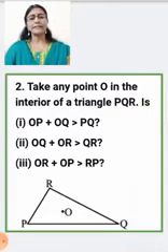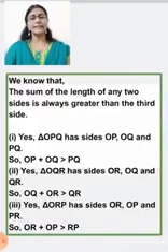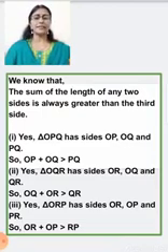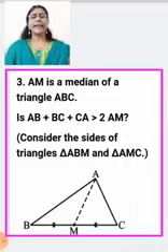ORP. You have to see the third triangle ORP. Here also you will see OR plus OP is greater than RP. So yes, here also it proves that the sum of two sides of a triangle is always greater than the third side. Now the next example is AM is a median of a triangle ABC.